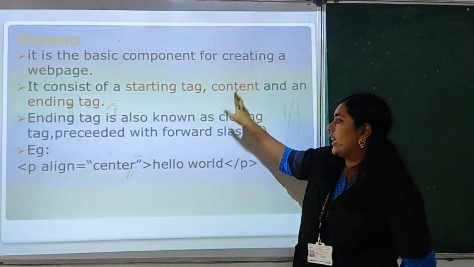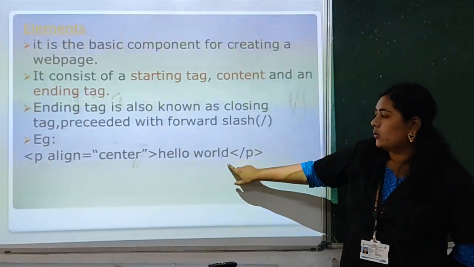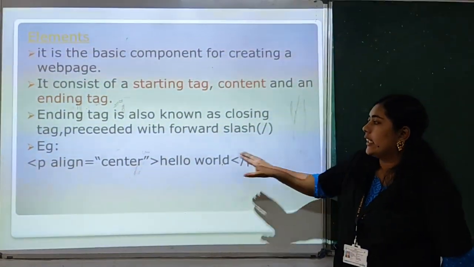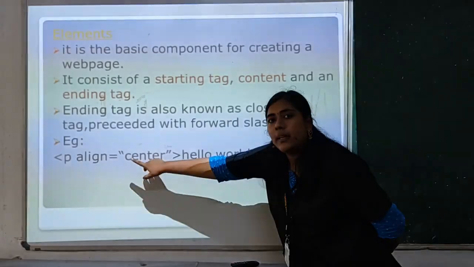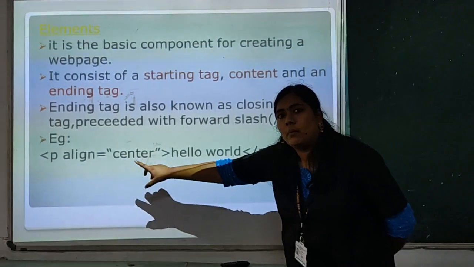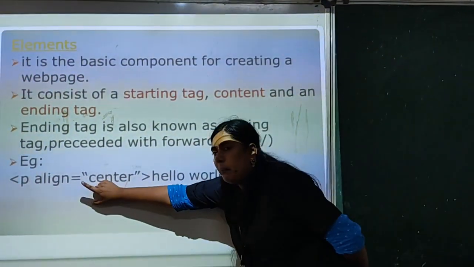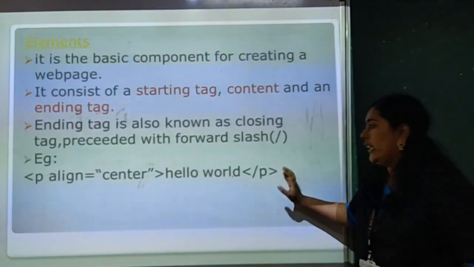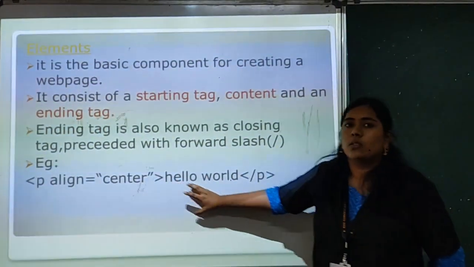Okay. Then we have the content, that is the hello world. It can be something else also. Then we have the ending tag. P stands for paragraph. Here P align means paragraph alignment. We are giving some alignment to the paragraph, right? So the paragraph starts here and the paragraph ends there. So this is how elements work.